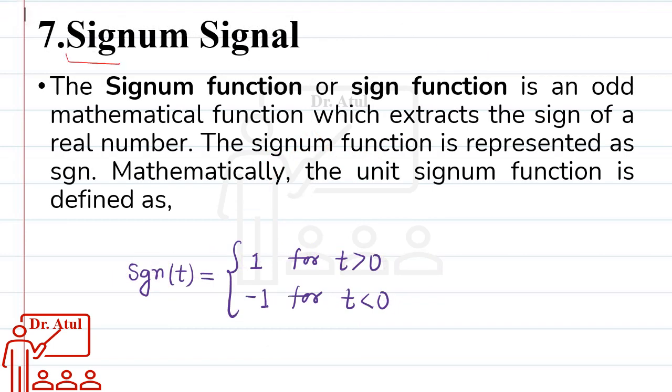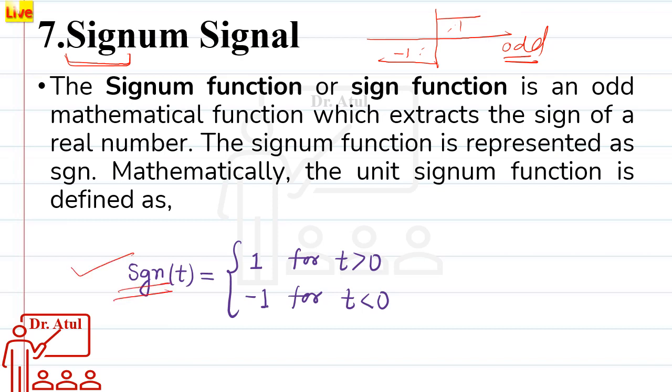Signum looks like something special, but it is not too special. It is very simple. Signum is the unit step together with its reflection with respect to the origin. Its value is 1 for t greater than 0, and minus 1 for t less than 0. It is an odd signal, because you can see it has a mirror image around the origin. Mathematically we write SGN instead of signum completely; many times it is written only as SGN.